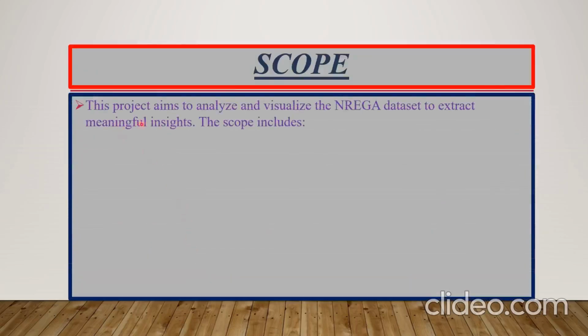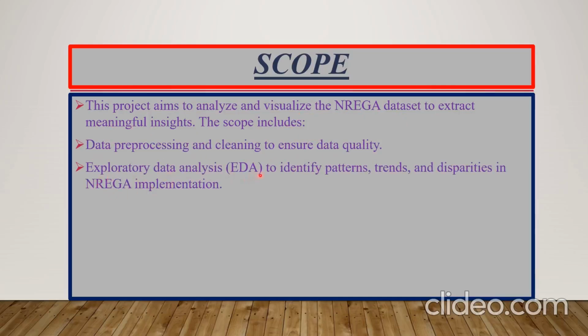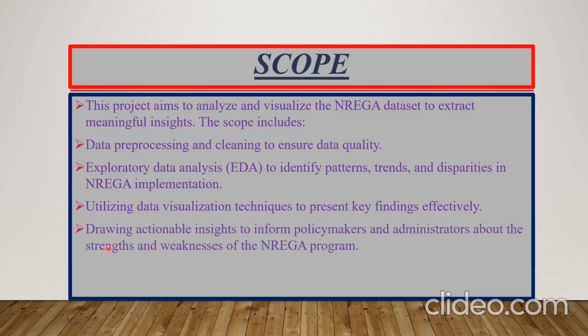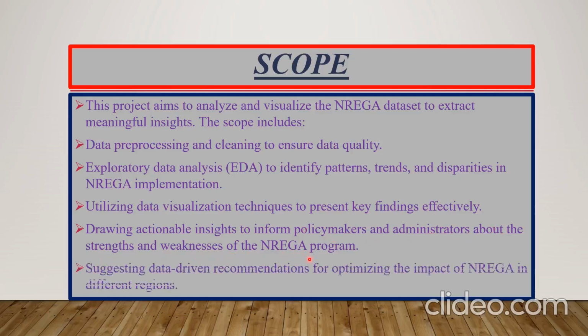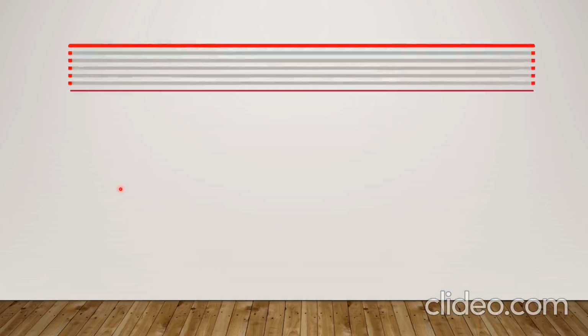The scope. This project aims to analyze and visualize the NREGA dataset to extract meaningful insights. The scope includes: first, data processing and cleaning to ensure data quality. Second, exploratory data analysis (EDA) to identify patterns, trends, and disparities in NREGA implementation. Third, utilizing data visualization techniques to present key findings effectively. Then drawing actionable insights to inform policymakers and administrators about the strengths and weaknesses of the NREGA program. Then suggesting data-driven recommendations for optimizing the impact of NREGA in different regions.